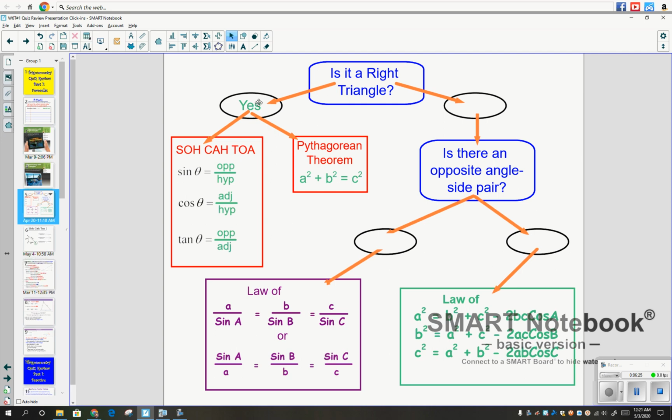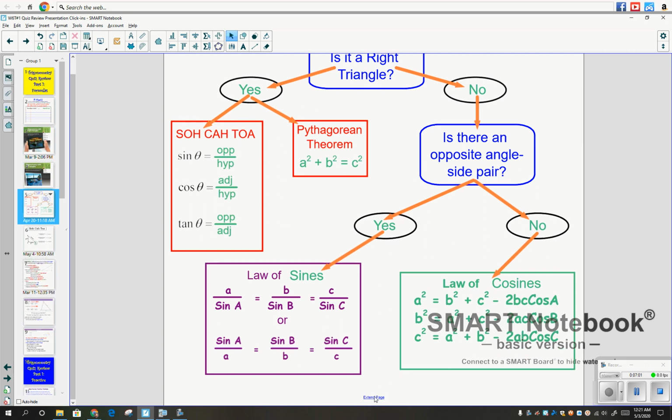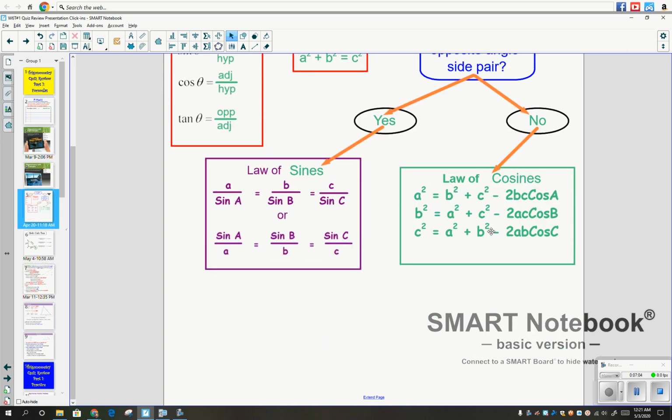Well, if it's not a right triangle, then we've got our two laws we came up with. So the question we ask ourselves there is, is there an opposite angle-side pair that I know the measure of both of them for? If my answer is yes, I'm going to use the law of sines. And remember, law of sines is the ratios of the side over sine of an angle, or sine of an angle over the side. And we only use two out of those three. If there is not an opposite pair, then I'm going to use law of cosines. We'll talk a bit more about that.